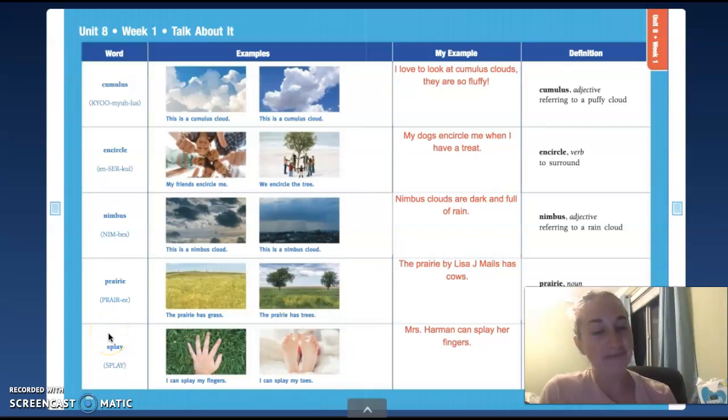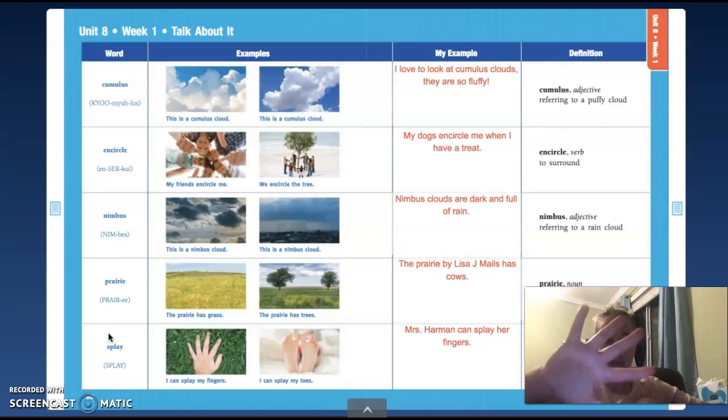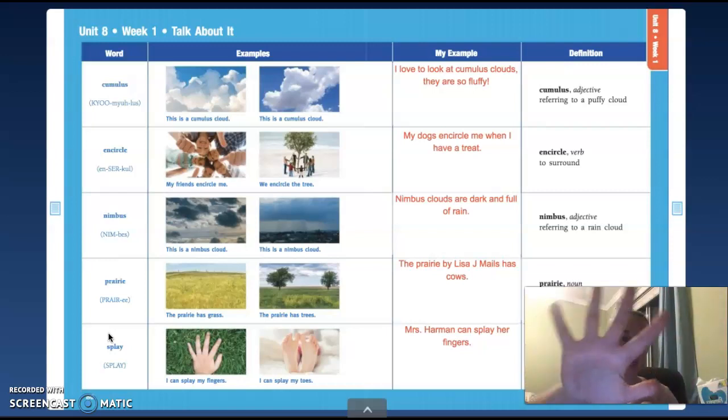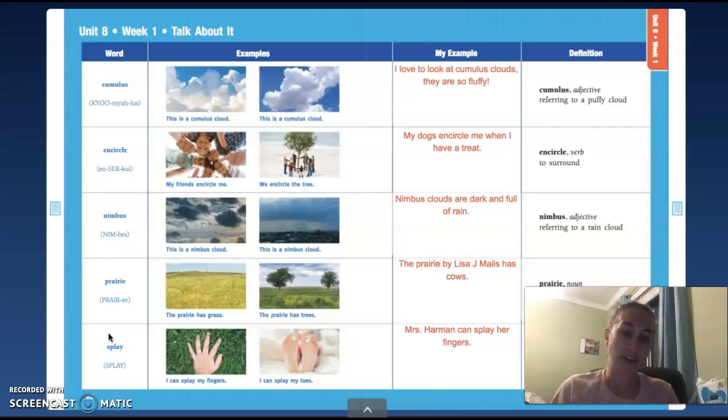And last one, my favorite, which I know you probably know by today because it's Wednesday, but say it with me, splay, and show me your hand. Splay. Splay means to spread out. Like Miss Harmon's spreading out her fingers, I'm splaying my fingers. So just to spread out. You can spread out your toes. Actually, Miss Harmon cannot spread out her toes. Both of my kids can do it, but Miss Harmon can't spread out my toes at all. I can only splay my fingers. I can't splay my toes.